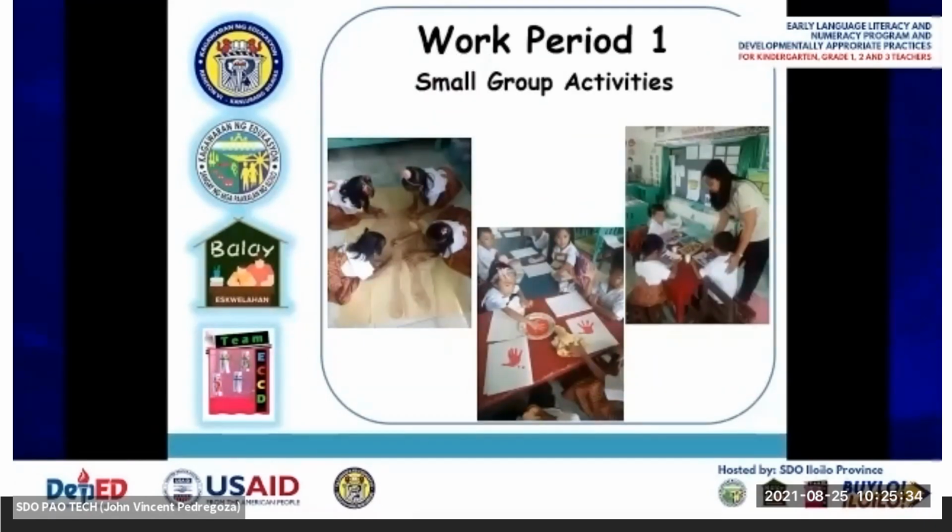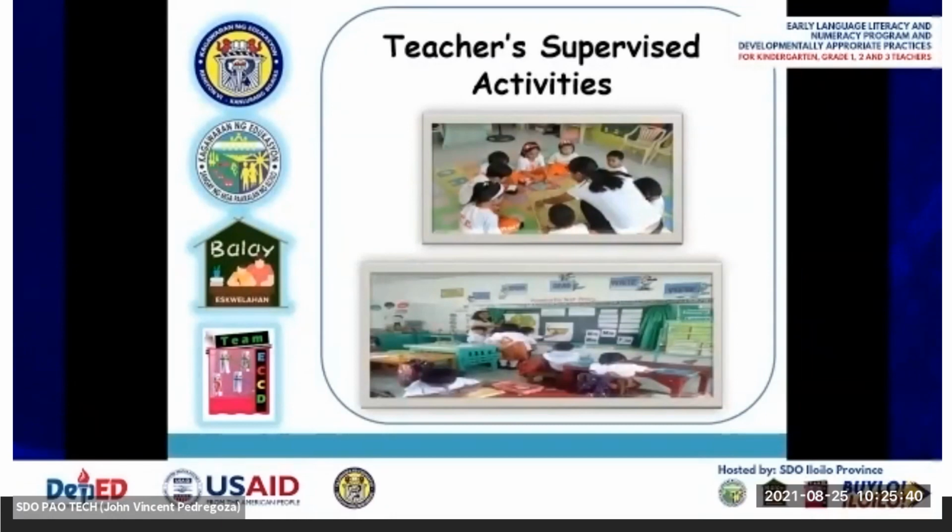Work period 1, small group activities, where teacher-supervised and independent activities are conducted. Children are given the opportunity to explore different media and work on different tasks in a small group. Activities may include use of materials for manipulation, hands-on, and construction that can develop various skills.